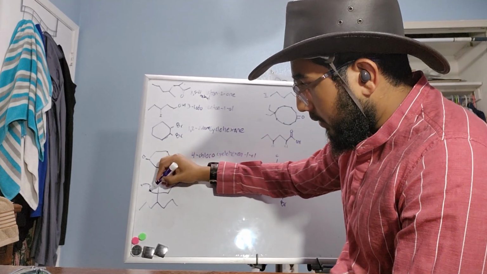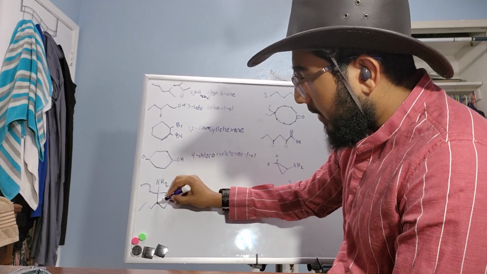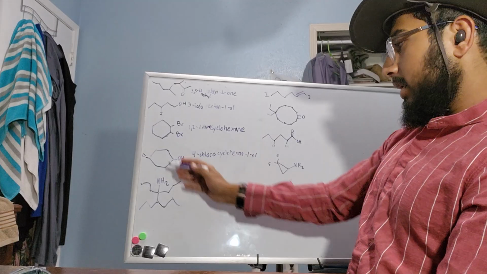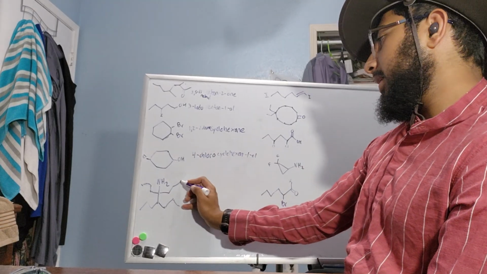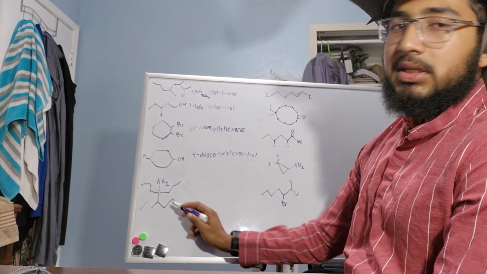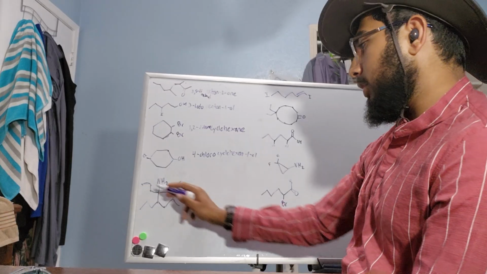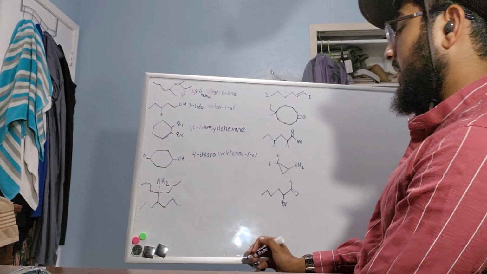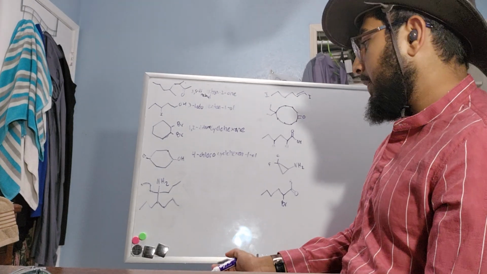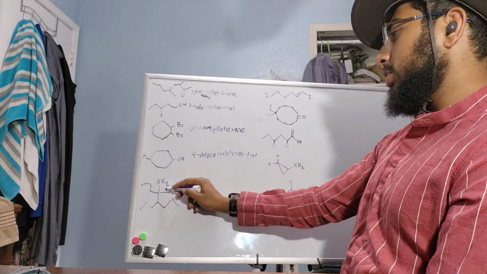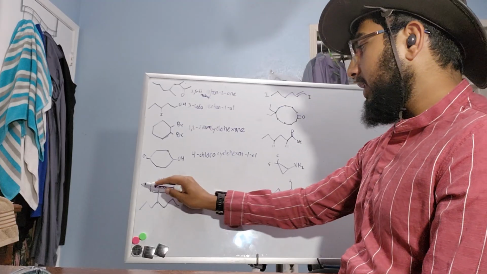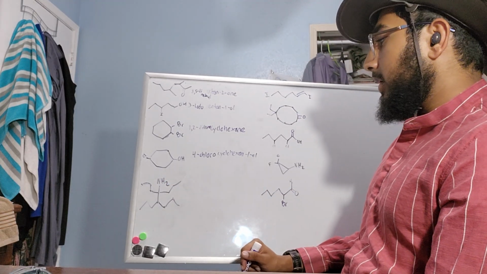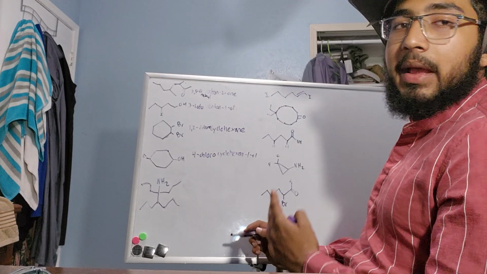1, 2, 3, 4, 5, 6, 7, 8. And I can already see the mirror, so it's going to be the same if I start from here and go this way, or here and go that way. So let's just do from here to here. So 1, 2, 3, 4, 5, 6, 7, 8. So the first thing I'm going to notice is that it's an octane. Next thing I want to notice is the NH2 here, the amine. And that lies on the 1, 2, 3, 4, the fourth carbon. So it's going to be octan-4-amine.